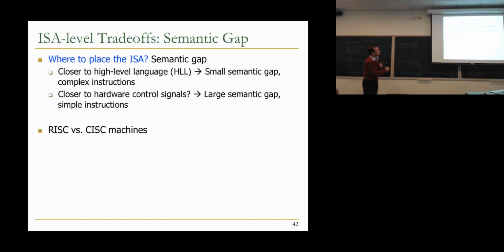How many of you have heard of this, RISC versus CISC? How many of you have not? Well, you guys all know what this is. This is a fuzzy term, but RISC is reduced instruction set computer, CISC is complex instruction set computer. And they differ, first of all, in where they place the ISA. For example, a quicksort instruction would be CISC, right?